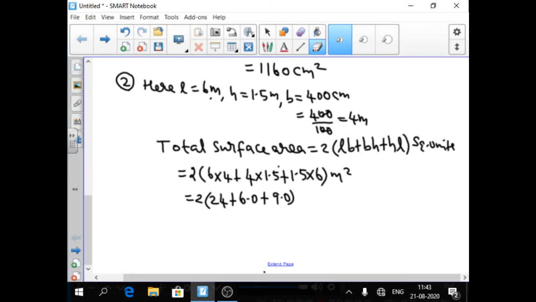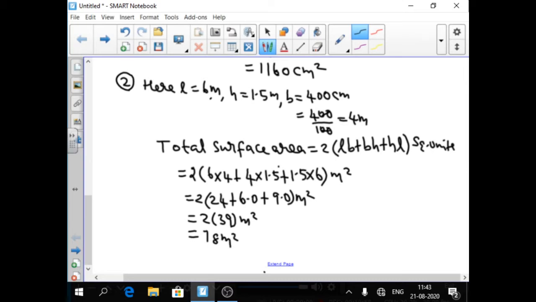So these measuring units are meter squared. So are the values in the given. So 2 times of 24 plus 6 is 30. 30 plus 9, 39. So 2 into 39 meter squared. So multiply 2 times 2 into 39 is equal to 78 meter square.